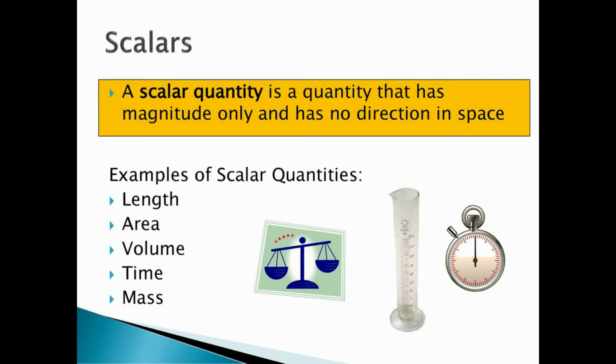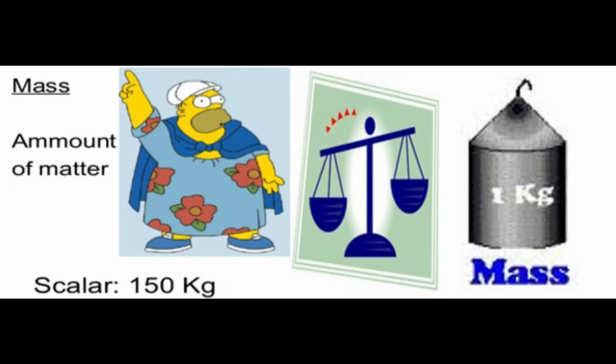So what have we learned so far, students? We have learned that a scalar is a physical quantity that has only magnitude. Some more examples of scalar quantities are mass, time, temperature, etc. First, let's look at mass.